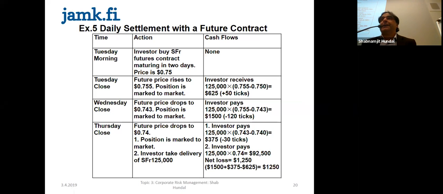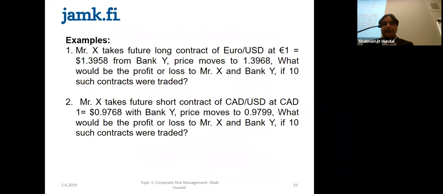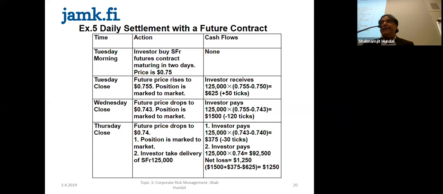Good finance, bad finance. How many ticks do you get? 50. So if you see the difference between these two prices and multiply by the one contract, how much is the contract size for Swiss franc? The minimum contract is 125,000 Swiss francs. I'm sorry, I'm not using CHF here, I'm using SFR, but basically it means Swiss franc. That's what I'm trying to say.